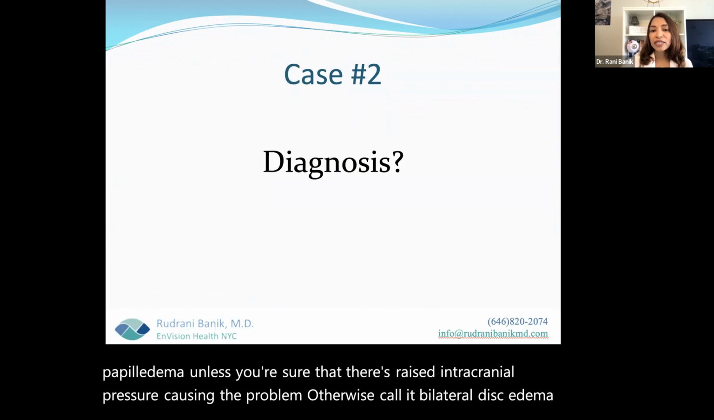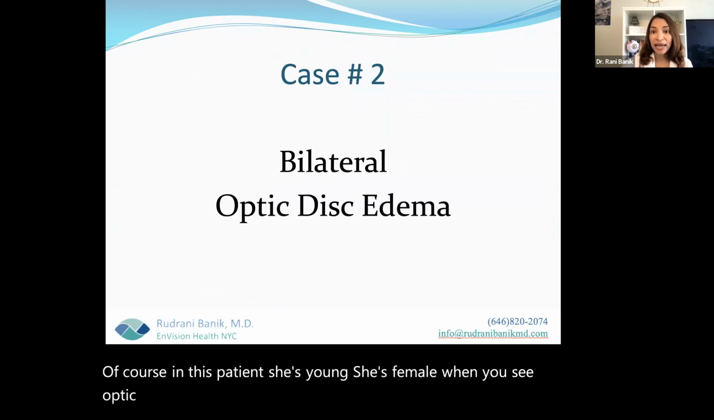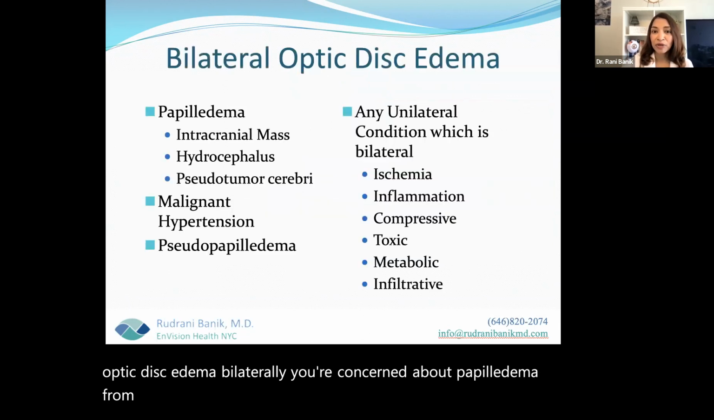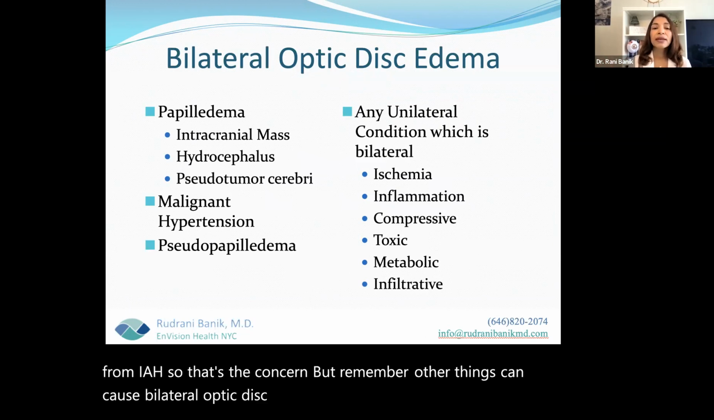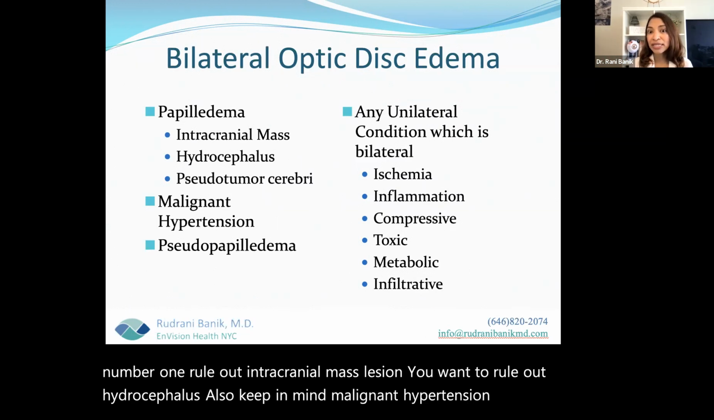And so, of course, in this patient, she's young, she's female. When you see optic disc edema bilaterally, you're concerned about papilledema from IIH. So that's the concern. But remember, other things can cause bilateral optic disc edema as well, not just IIH. So you want to, number one, rule out intracranial mass lesion. You want to rule out hydrocephalus. Also keep in mind, malignant hypertension can also cause bilateral disc edema.